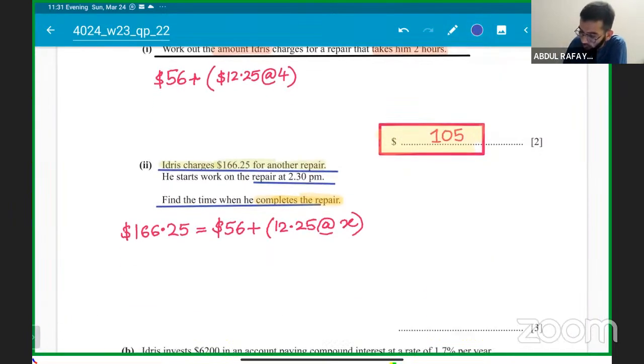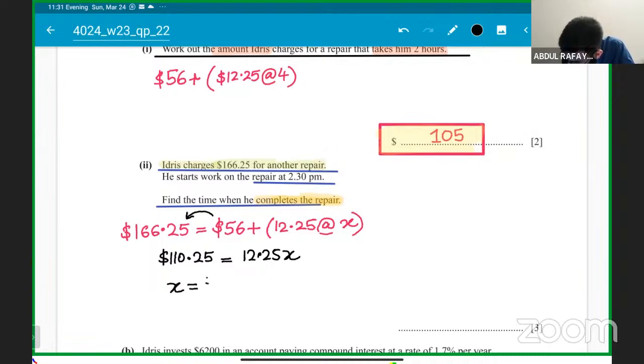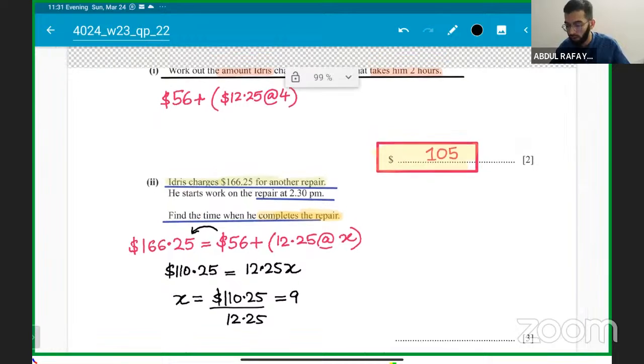If we solve this, 166.25 minus 56 will be 110.25. That equals 12.25 times X. So 110.25 divided by 12.25, I am getting X equals 9. So 110.25 divided by 12.25 is 9, which means 9 slots of 15 minutes. Everyone getting it?